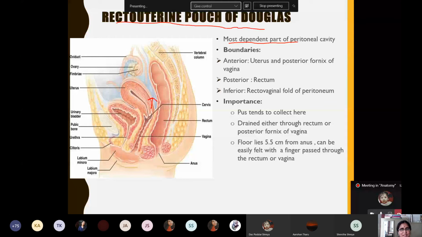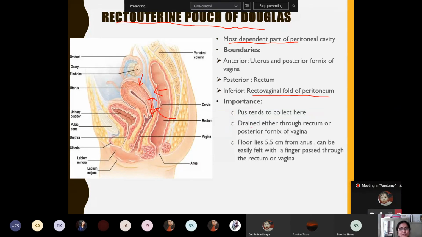It is bounded anteriorly by uterus and fornix. Which fornix is this? Posterior fornix here. Posteriorly, it is bounded by peritoneum lining the rectum. Inferiorly by this fold. What is the name of this fold between the rectum and vagina? Recto-vaginal fold of peritoneum. And what is the importance?